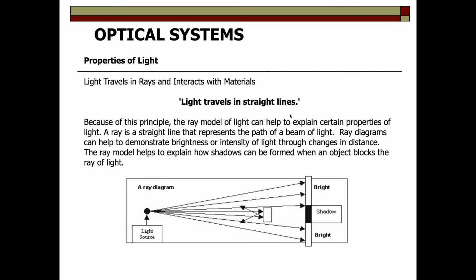Okay, so one thing that you should know about light is that it travels in straight lines. Basically, what we have is a ray model of light to help explain some of these properties. A ray is just a straight line that represents the path of light. What we have are ray diagrams, and they help us to demonstrate brightness or intensity of light through changes in distance. So this will explain how shadows can be formed when an object blocks a ray of light.